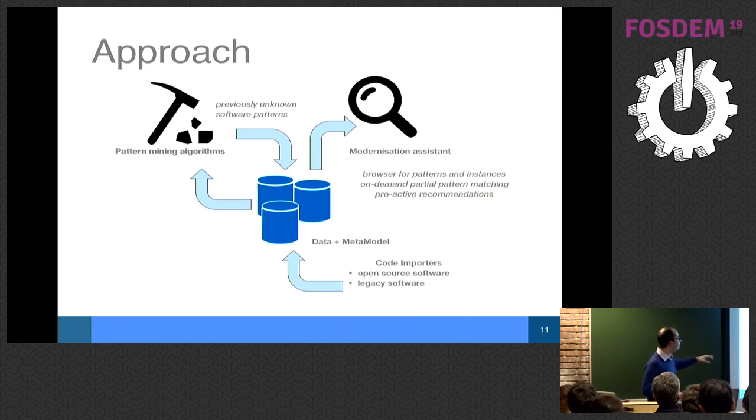The second step, after having this common meta model, is to run our pattern mining algorithm, as I will show you briefly. In theory, it seems that everything is easy, that we have everything that is needed to deal with this kind of issue. But in practice, I will show you that it's not so easy, and maybe we have to work several years on this.